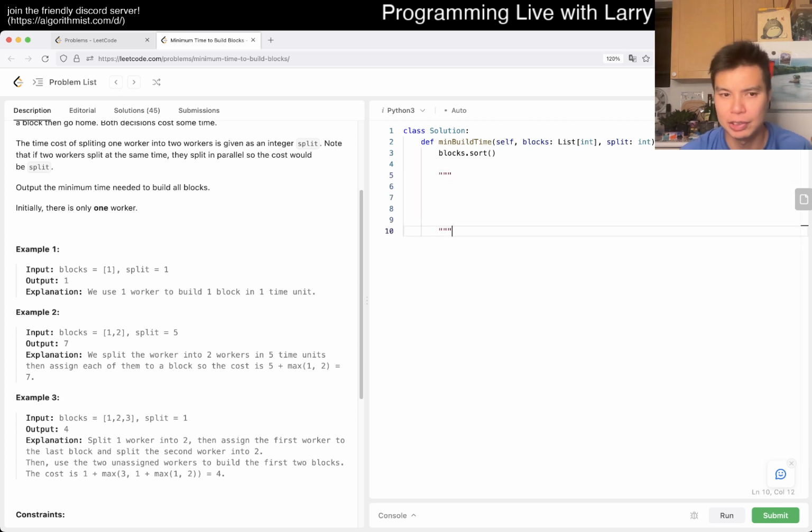I don't think that's necessarily true, because if you have something like 1,000,000, or not quite 1,000,000 but a big enough number, and let's just say split is equal to 1, then in that case you actually want to do them all at different times. First you split into 2 people, and then you take one and put it on the 10,000, and then you split the other one into two.